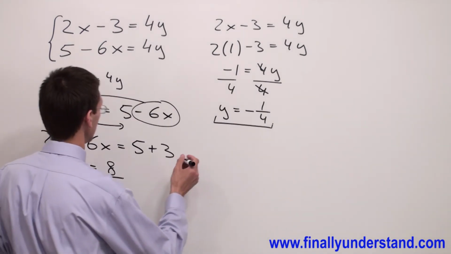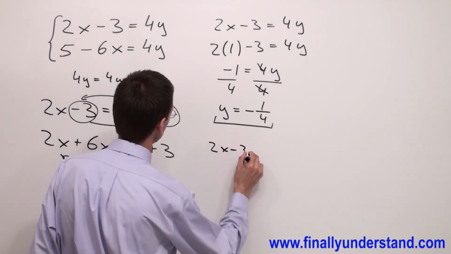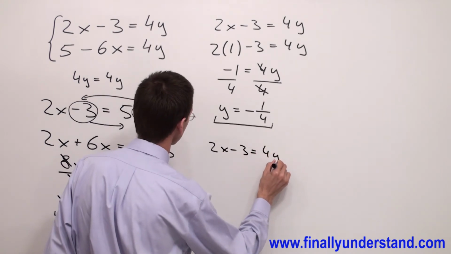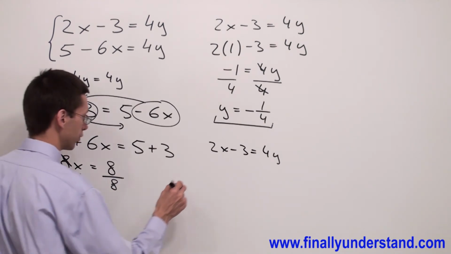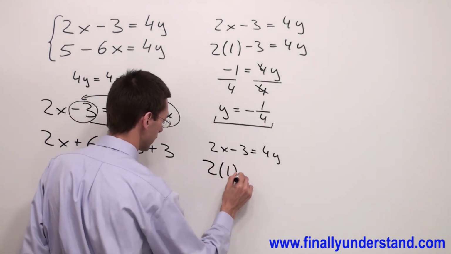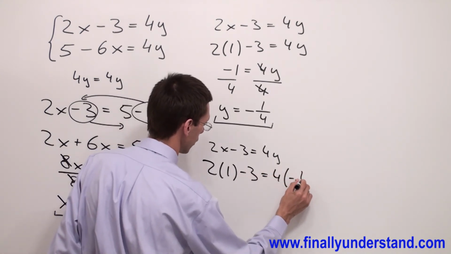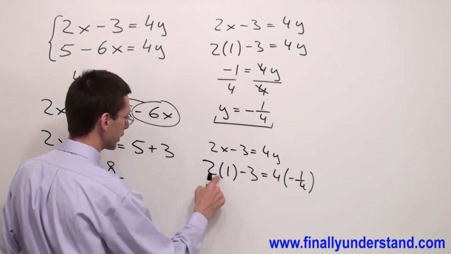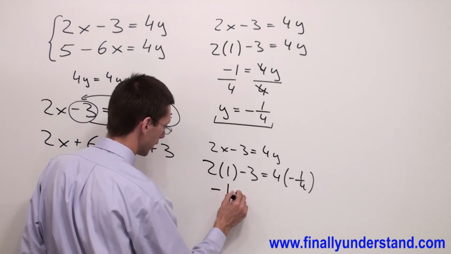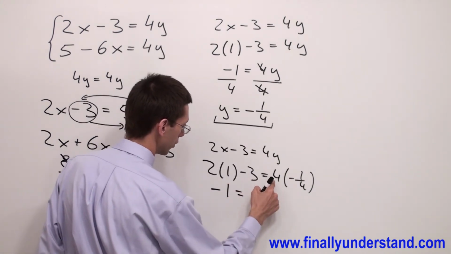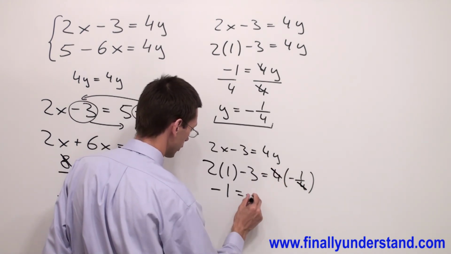Okay, so let's check. We have 2x minus 3 is equal 4y. This is my first equation. We said instead of x, I'm supposed to write 1. So I have 2 times 1 minus 3 is equal 4 times negative 1/4. 2 times 1 is equal 2 minus 3 is equal negative 1 equals 4, and the 4 in the denominator are going to cancel out, and I'm going to end up with negative 1.